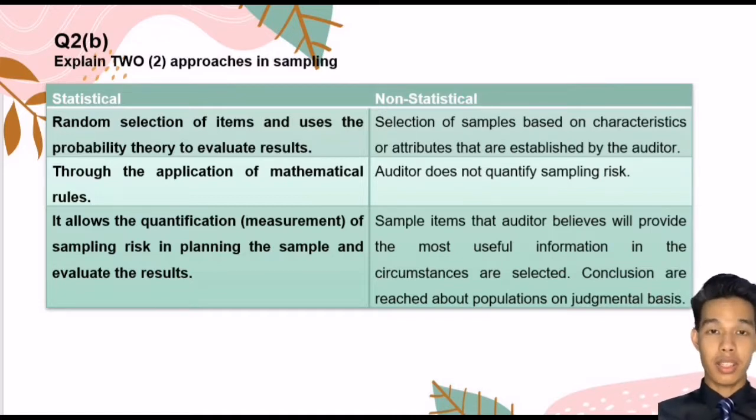The first is statistical. Random item selection, and they use the probability theory to evaluate the result as well as through the application of mathematical rules. It allows quantification or measurement of the sampling risk in sample planning and evaluating results. Second is non-statistical. Sample selection is based on the characteristic or attribute set by the auditor. Sample items trusted by the auditor will provide the most useful information in the selected situation. Conclusions are reached about the population on that consideration.